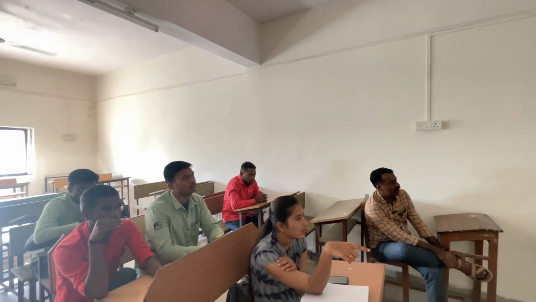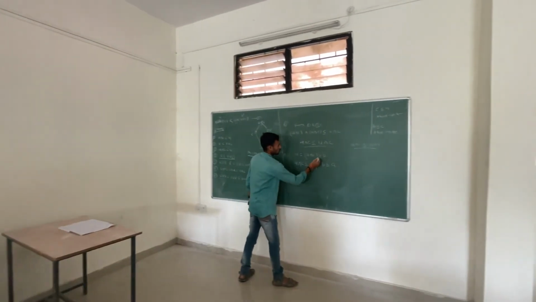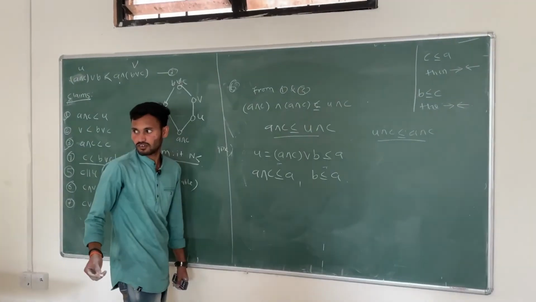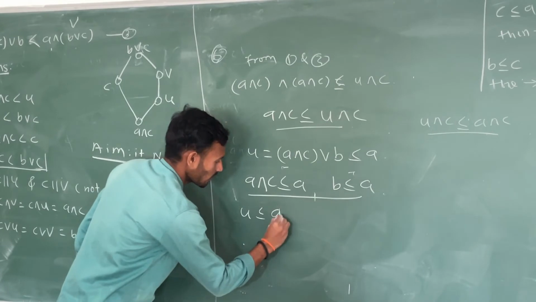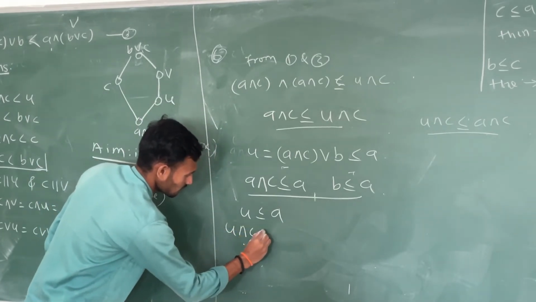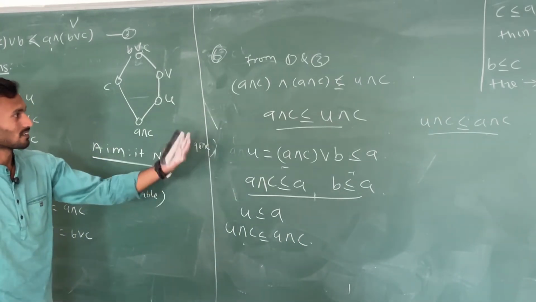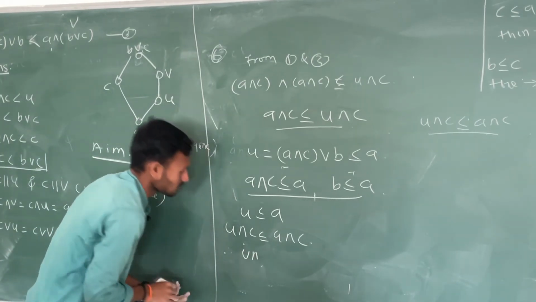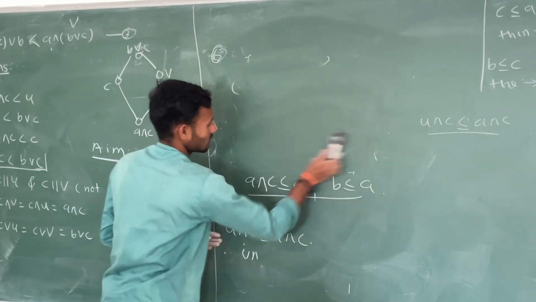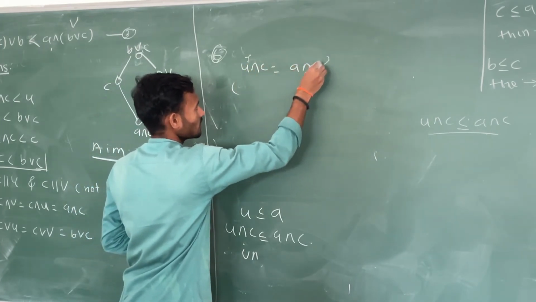If you take this, we know by the definition A meet C is less than or equal to A, and B is less than or equal to A, then this whole quantity is less than or equal to A. From this, can I write this? So U is less than or equal to A. If I take meet with C, then U meet C equals A meet C.